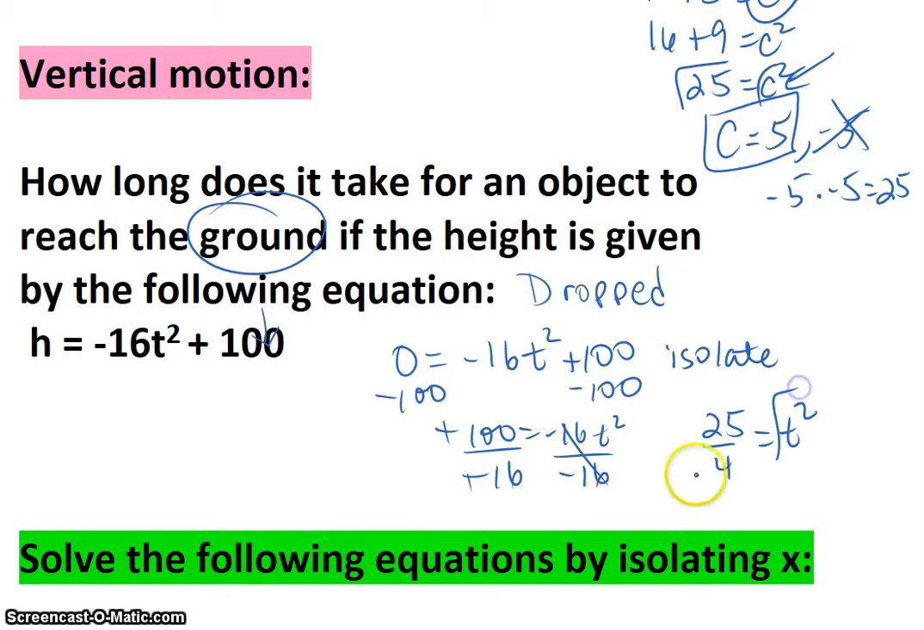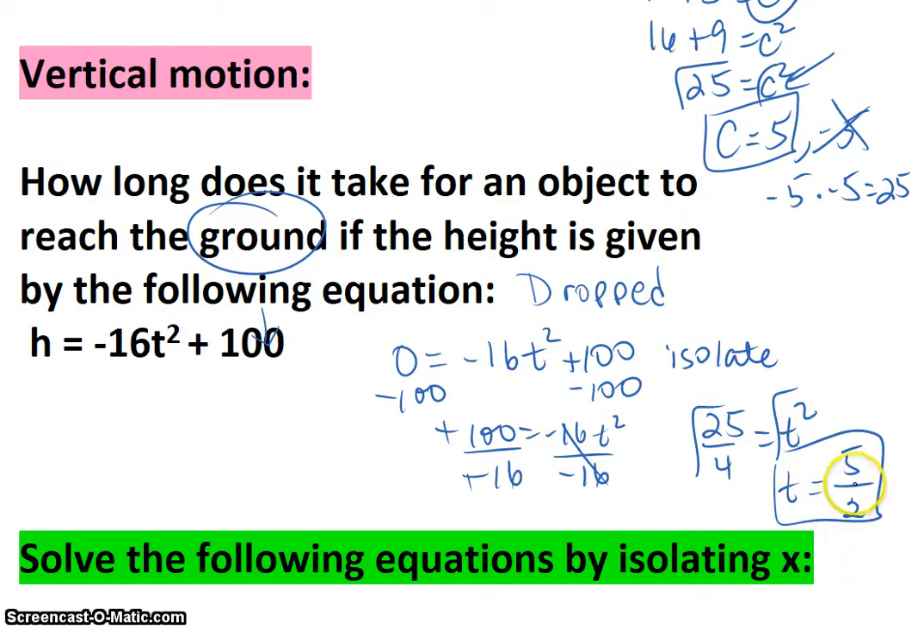At the very end, I'll take the square root, and the square root of 25 over 4, you could use your calculator, or with a fraction, we could just take the square root of the top, and that would be 5, and the square root of the bottom, which is 2.